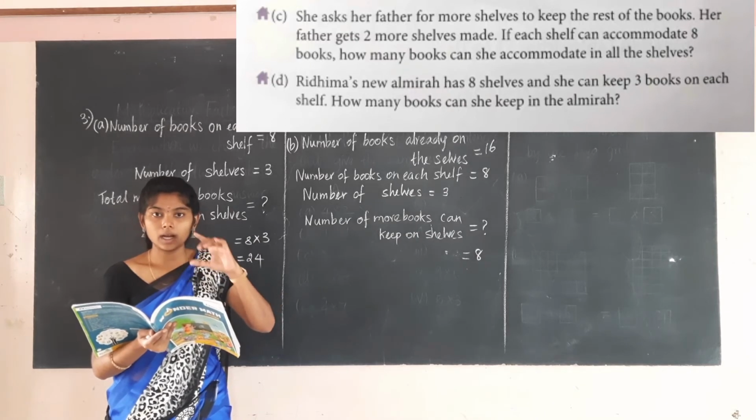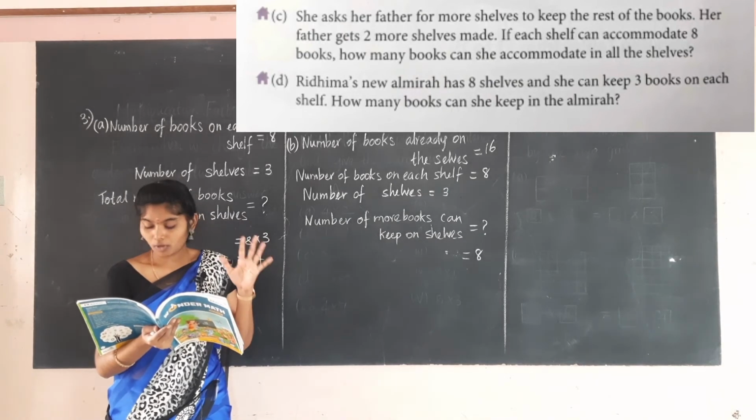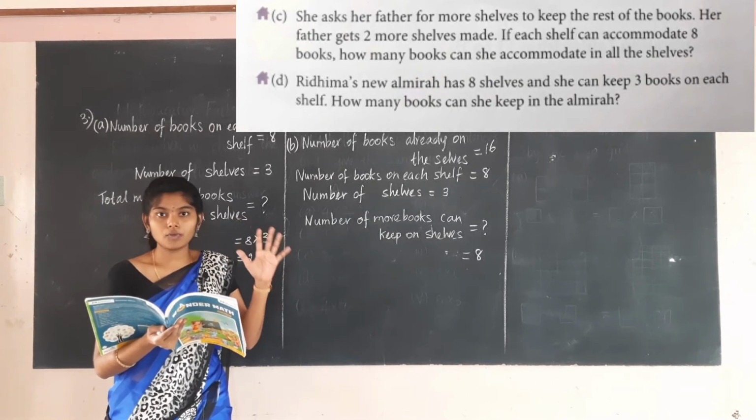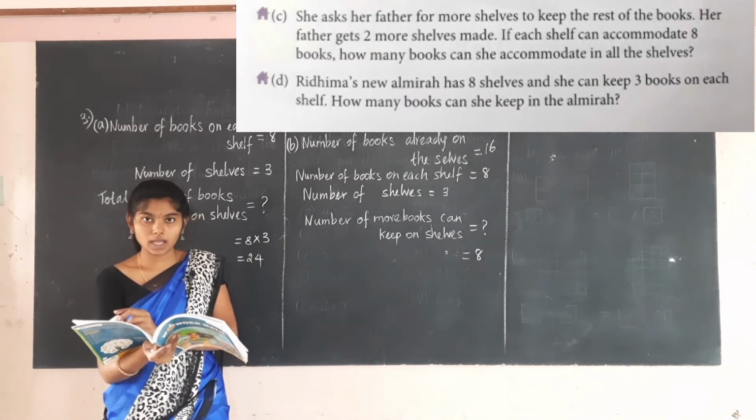There are 8 books in one shelf. So here there are 5 we are going to find. For 5 we are going to find. So the tables, say the table of 8 up to 5. So 5 8s are, or 8 5s are. So you can find the total number of books that she has filled.